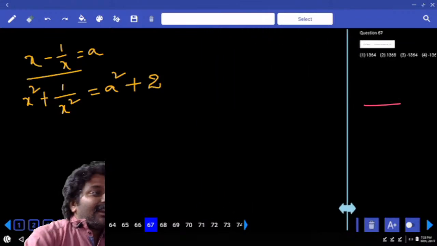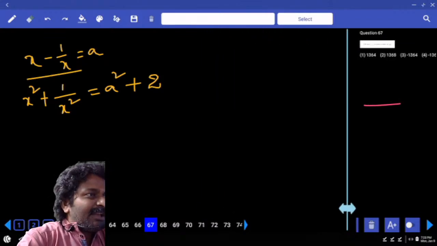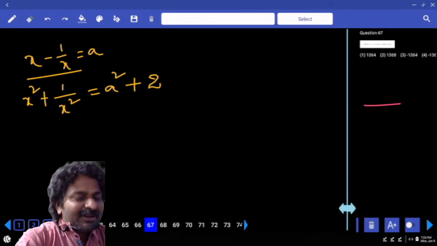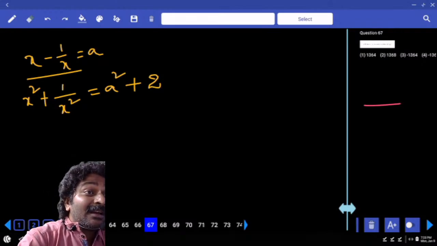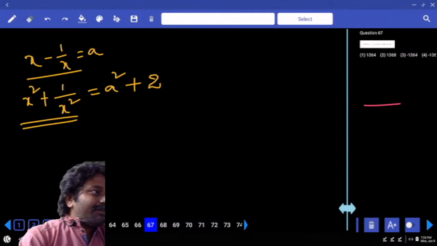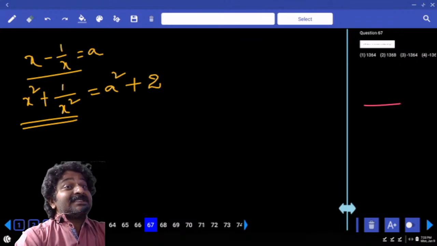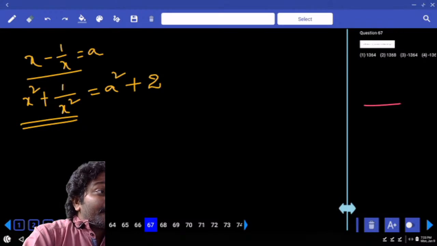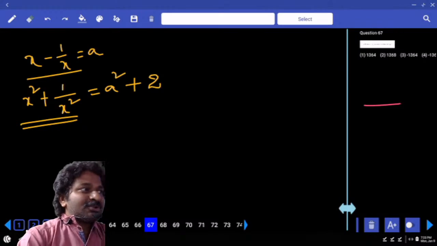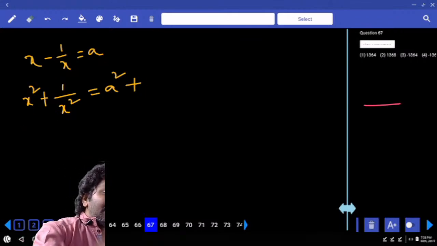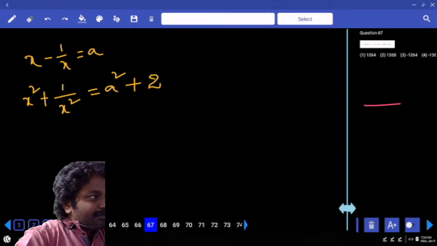When the left hand side is squared, what comes? x square plus 1 by x square minus 2 is equal to a square. Keep x square plus 1 by x square in the left hand side itself. What extra is there on the left hand side? Minus 2 goes to the other side, becomes plus 2, and that's what I am writing.